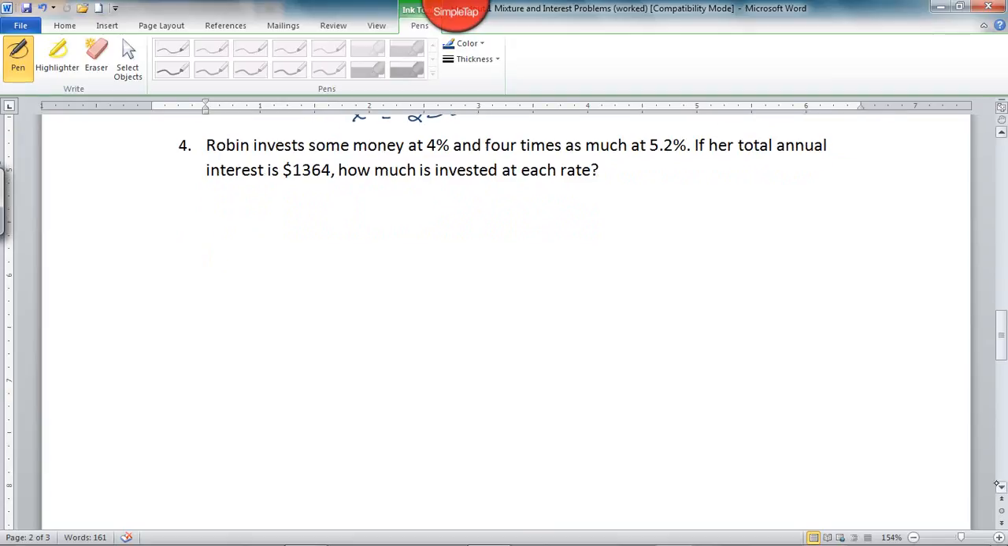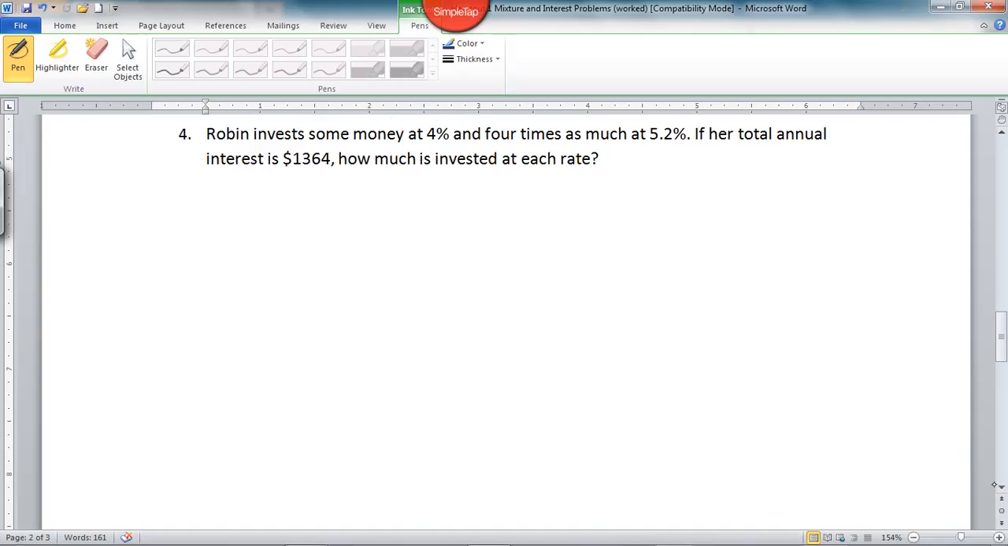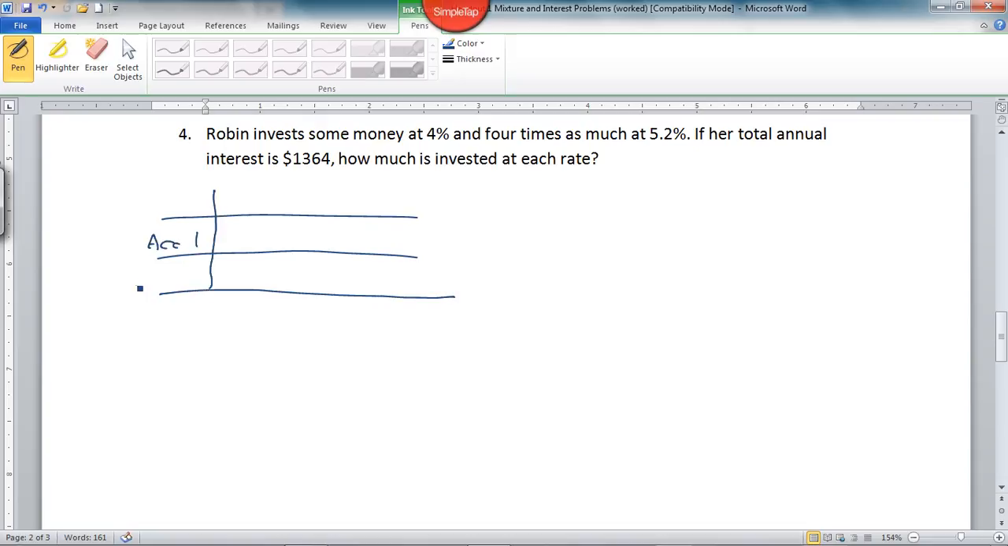Robin invests some money at 4% and 4 times as much at 5.2%. The total annual interest is $13.64. Basically, same sort of problem. So let's draw our table here, our PRI table. All right, two accounts, account 1 and 2. So we're going to do principal, rate, and then interest on the end.